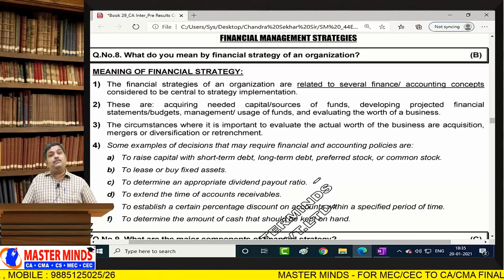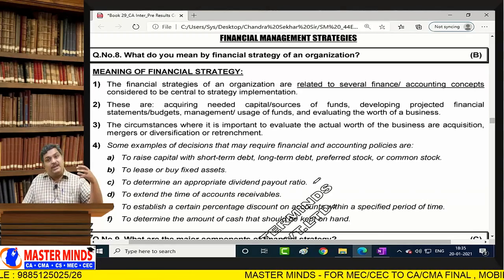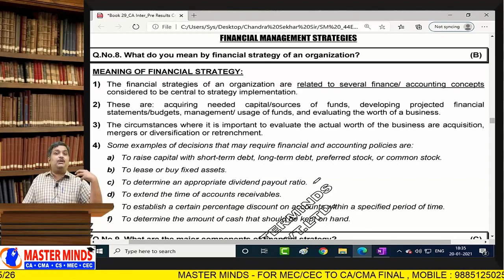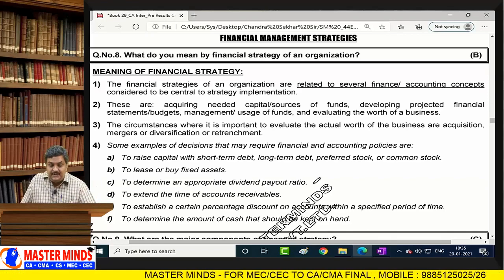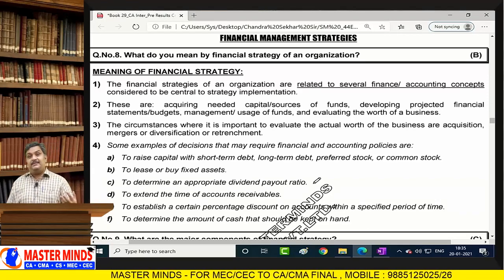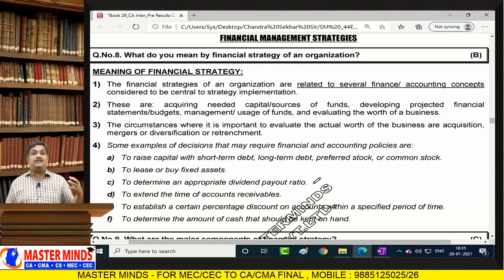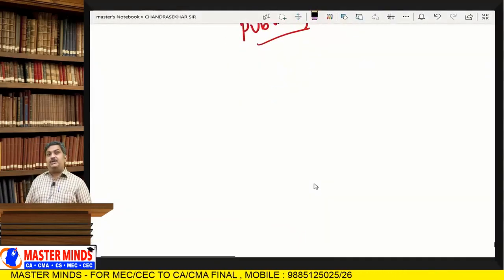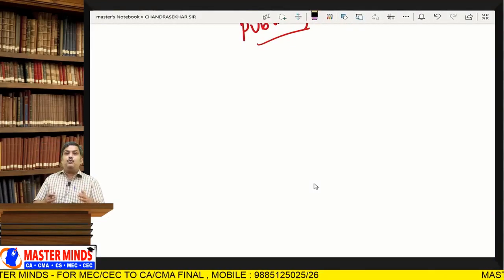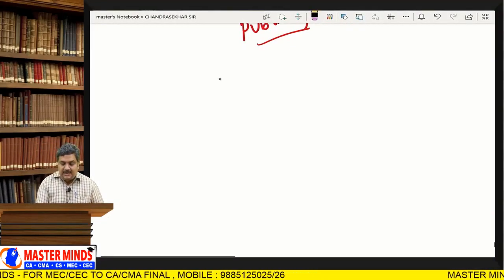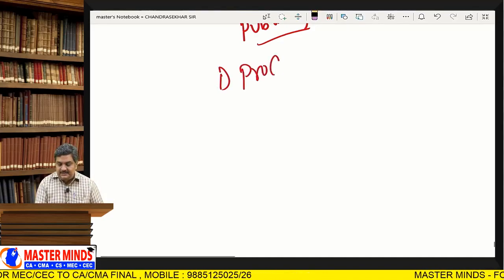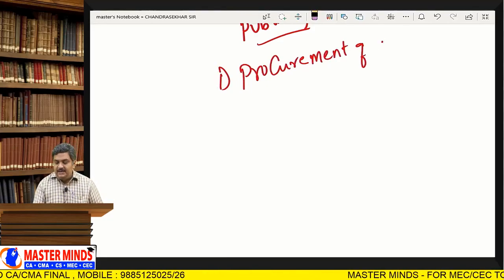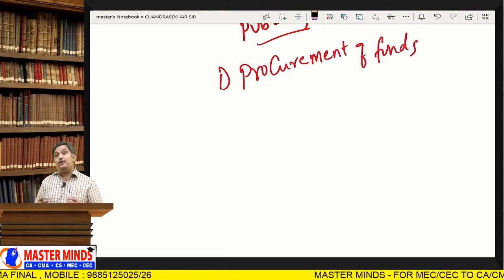Because you have to give lot of value to the shareholders, you have to create wealth to the shareholders, you have to make your company to run in a profitable way. So in order to do all these things, an organization should have right kind of financial strategy. And generally any financial strategy of the organization will have two important concepts. The first one is the procurement of funds. So organizations should have right kind of strategies for the procurement of funds.